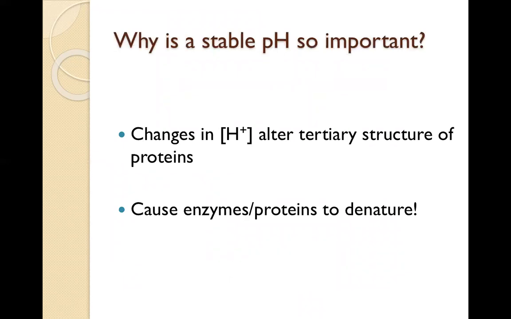And so why is a stable pH so important? It's because a change in the hydrogen ion concentration can alter the tertiary structure of proteins. And this can cause proteins and enzymes within the body to denature or to not work as well as they would in a normal pH for the body. And very small changes can affect these proteins.